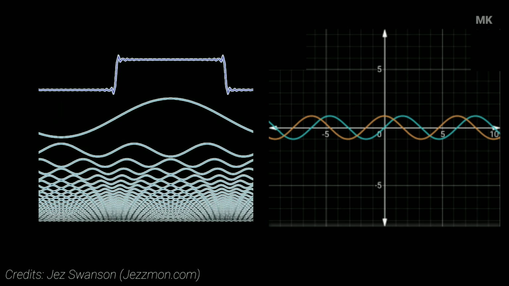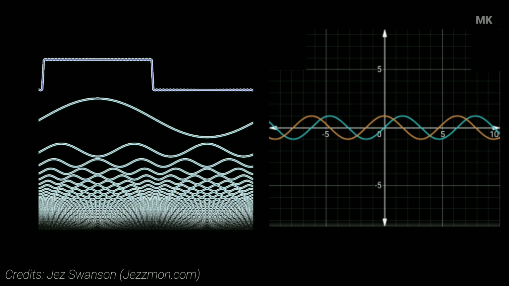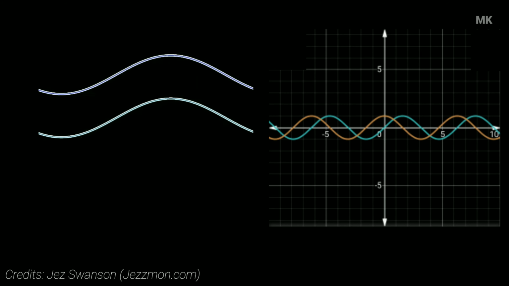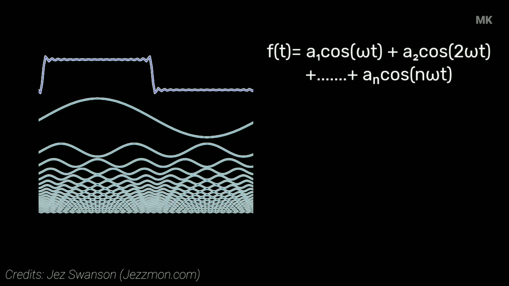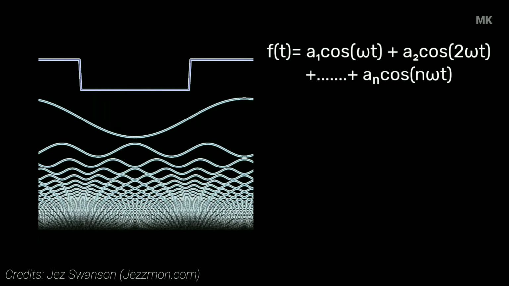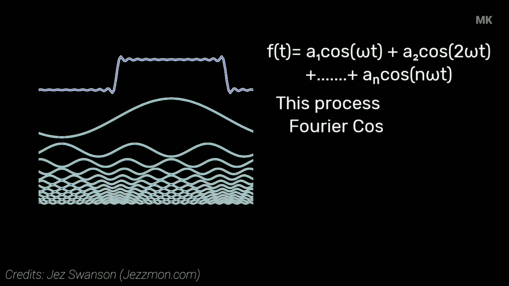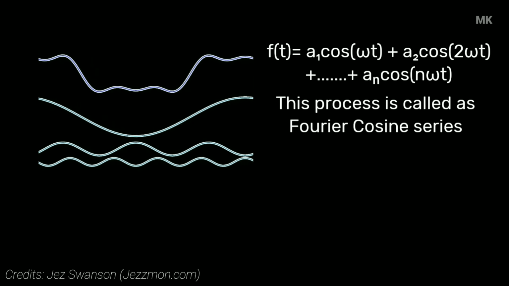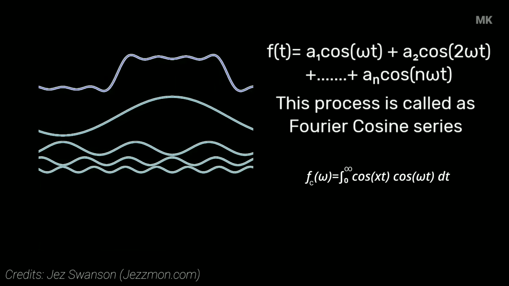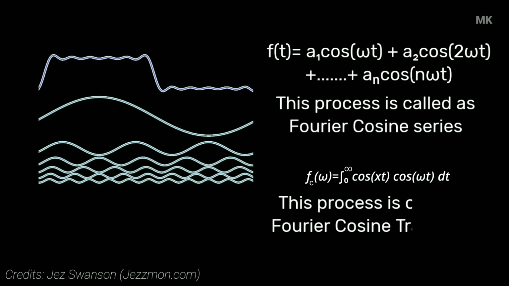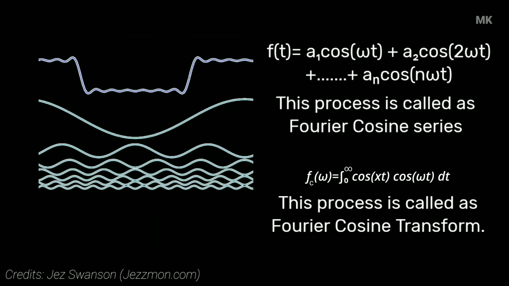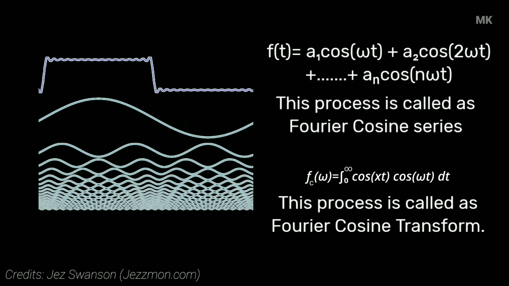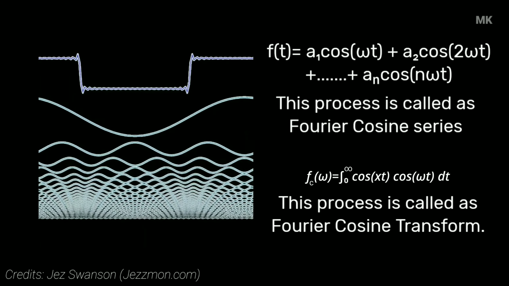Since both sine and cosine functions behave in a similar way apart from their phase difference of 90 degrees, in the same way we can express any even periodic function in terms of cosines, and this process is called Fourier cosine series. And to find these particular cosine functions, we use the same technique, but it is called Fourier cosine transform and denoted by Fc of omega is equal to integration from 0 to infinity f of t cos of omega t dt.